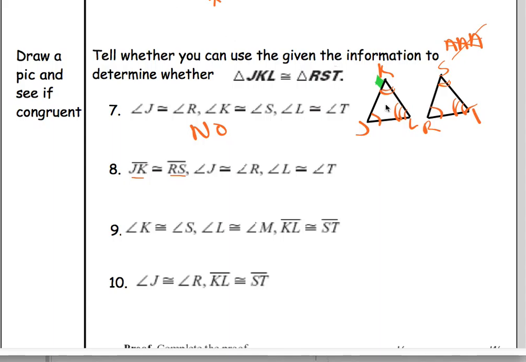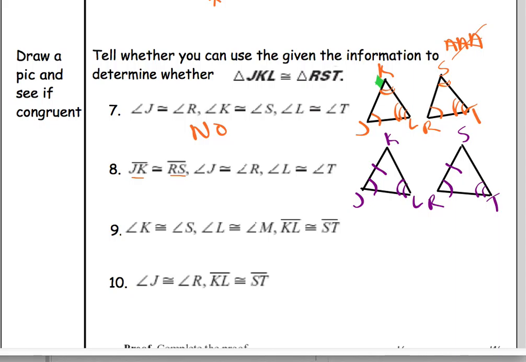So I need another picture. I'm just drawing another picture. They don't have to be the same pictures as in the previous problem. And again, label JKL, RST. Okay, they said JK is congruent to RS. They said that J is congruent to R. And they said that L is congruent to T. I have two angles and a side. Notice that the side does not connect your angles. So the side will just be written onto the end.